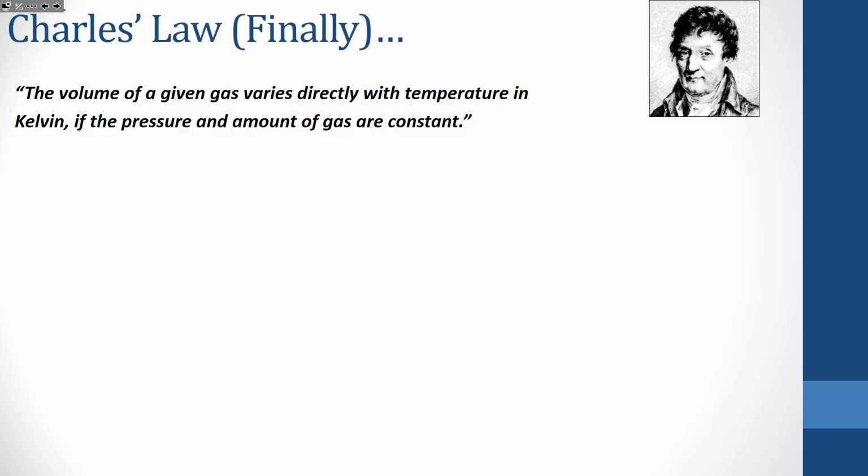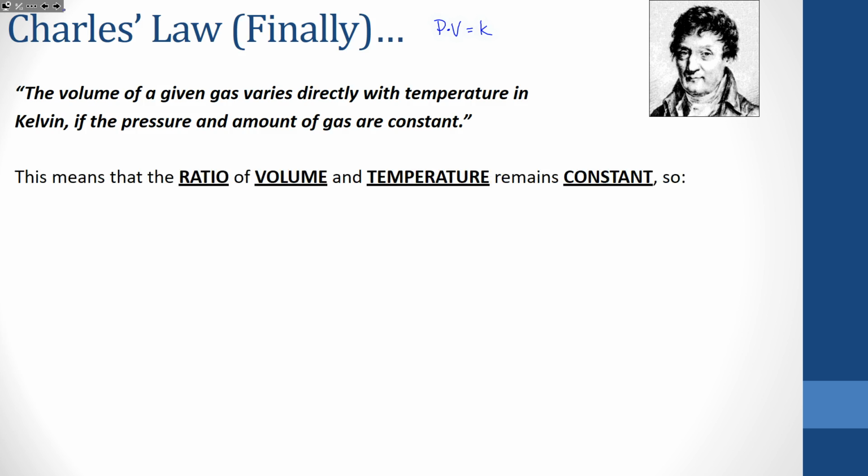So we learned that with an inverse relationship like Boyle's, we did P times V equals K, equals some constant. That's an inverse relationship. But with a direct relationship, it's a little bit different. This means that the ratio of your volume and temperature have to be constant. So instead of it being multiply to get constant, now it's divide to get constant.